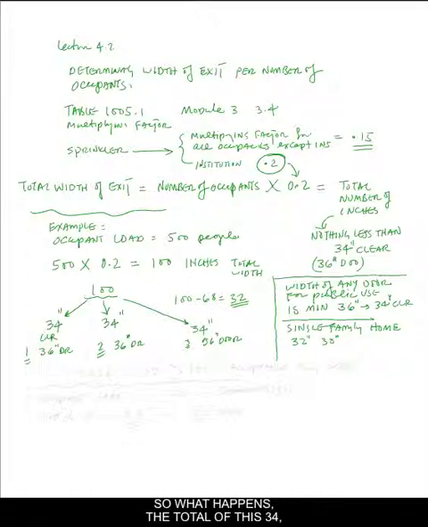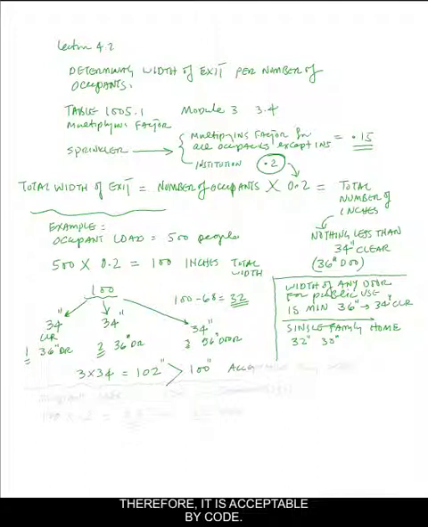So what happens, the total of this, 3 by 34, provides you 102 inches in total width, which is larger than 100-inch, therefore it is acceptable by code.